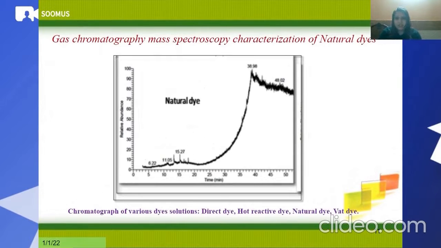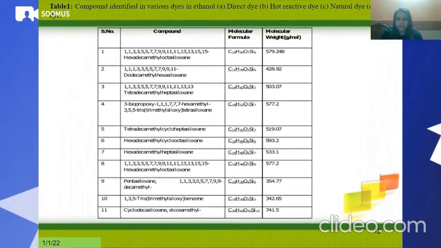And the next one is the gas chromatography mass spectroscopy characterization of the natural dye. This is the GCMS graph of the natural dye, and this is the table of compounds identified in our dye material. Compared to other dye materials, the same compound elements are found because of the organic compound. Here we say that this compound is available in our dye, which belongs to the organic compound group, and this identifies the new compound structure for the new material we assigned.